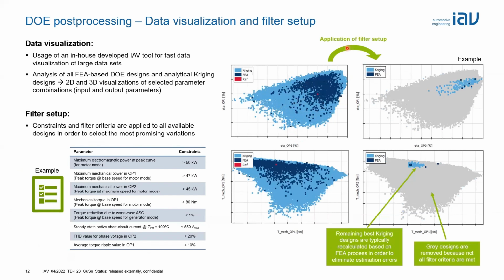In this case, we have applied this filter setup, and then you see the gray designs here in this case. These designs are removed because they do not meet all the filter criteria. And what is remaining are the light blue Kriging designs and a few FEA-based designs. And as you know, the Kriging designs still have the estimation errors, and that's why we typically select these remaining Kriging designs and recalculate them based on the FEA process just in order to eliminate the estimation errors.